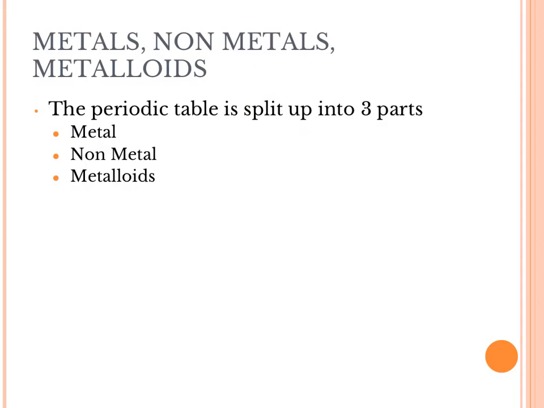So our modern periodic table is broken up into three general parts, and those parts are metals, nonmetals, and metalloids. About 80% of the periodic table is metals, and maybe 15% of it is nonmetals, and about 5% represents the metalloids. So most of the periodic table that you see when you look at it is made of metals.